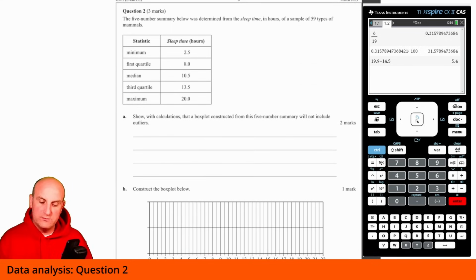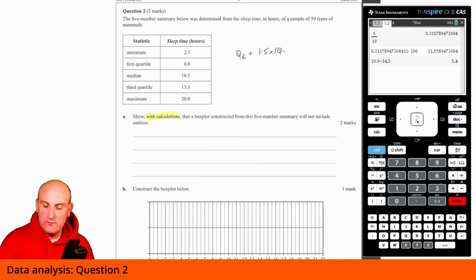The 5-number summary below was determined from the sleep time in hours of a sample of 59 types of mammals. Show with calculations. Again, so important that you do this with calculations. That a box plot constructed from this 5-number summary will not include outliers. Right, so what is an outlier? Well, the first thing I know is that it's Q3 plus 1.5 times the IQR, and it's Q1 minus 1.5 times the IQR.